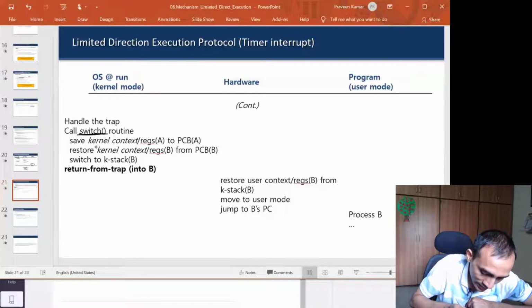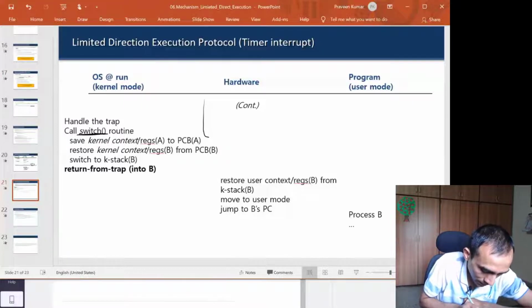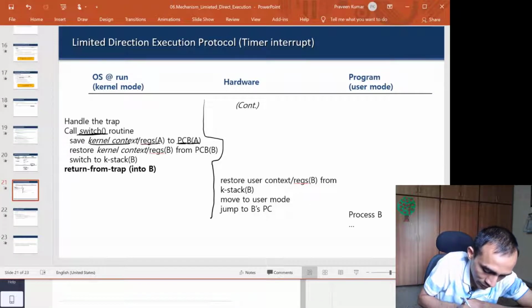There is a subtle difference here. I will talk about that a little later. So here we will save the kernel context, or the registers, of process A into the PCB of A.